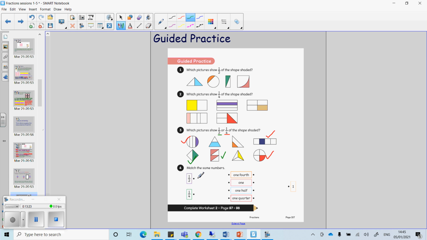Finally, we're going to match some of these. So 1/2, what does that match to? 1 part out of 2 equal parts is 1/2, and this one, 1 part out of 4 equal parts, can be called 1/4. 2 matches for that one. I finally have this, which says 1, and that says 1, when we talk about one whole cake.